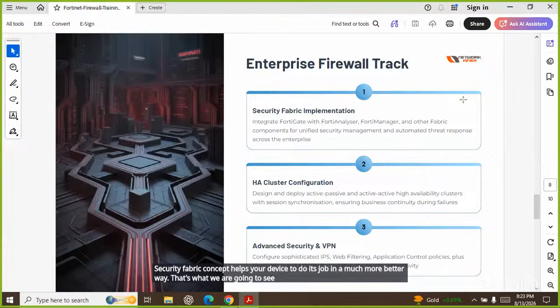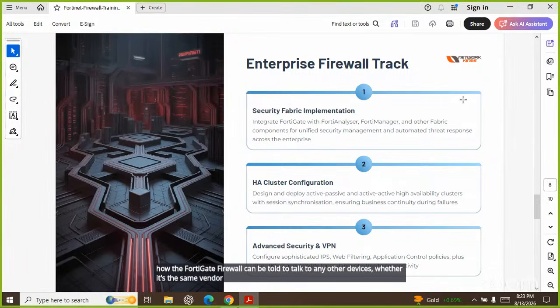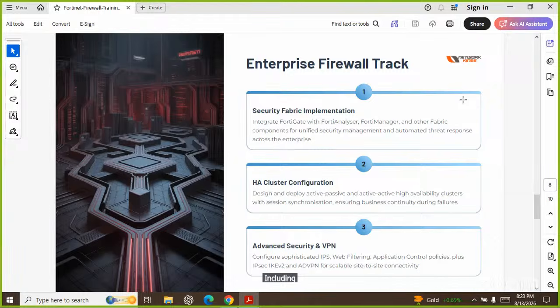This is mostly the theory part, where we will see how the FortiGate firewall can be told to talk to any other devices, whether it's the same vendor or a different vendor product. Okay, clustering, security VPNs, where we are going to cover IPsec. When I say IPsec, that means the complete IPsec, including site-to-site, dial-up, AD-VPN, right? So all those things will be covered.